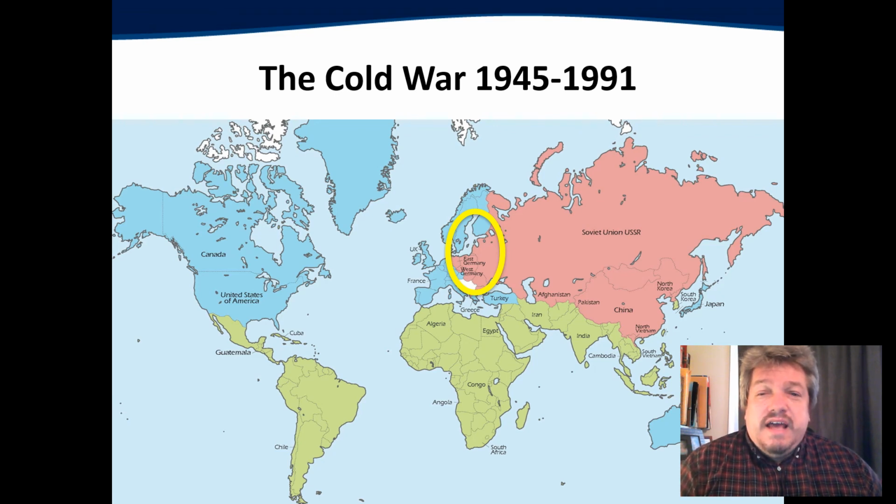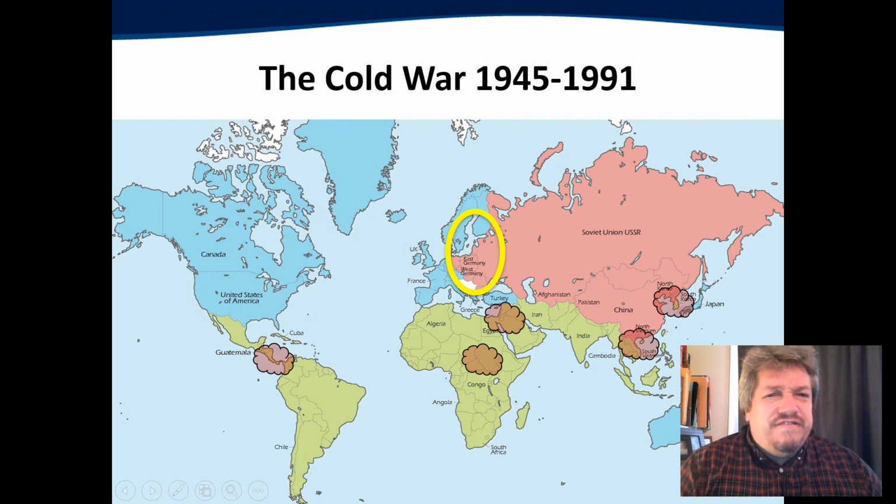But that being said, there was still competition, and it occurred in the periphery between the two. So you have the Korean War, Vietnam War, wars in the Middle East, Africa, and Central America. And these were proxy wars where one side was supplied by the Soviet Union and China, and the other side was supplied by the United States and Europe. And so it was a way of fighting each other for control without actually going directly to war.